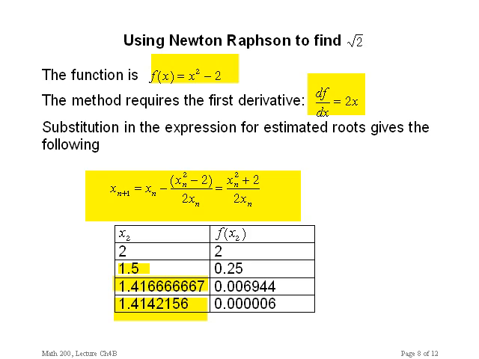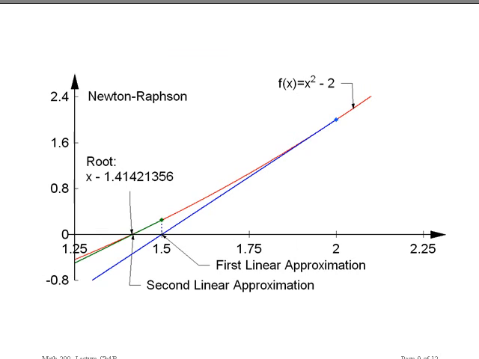Look at the value of the function. I wanted the function to be 0. It is very close to 0. So when this method works, it works fast. Here's a graph of the process. The red line is the function. I want to find its root. I want to find where it crosses the x-axis. Here's the value out to several decimal places.